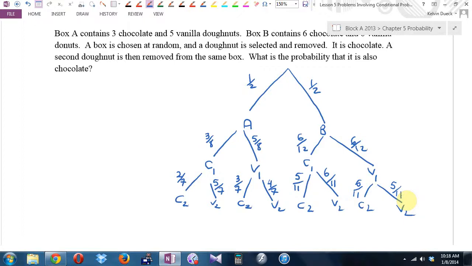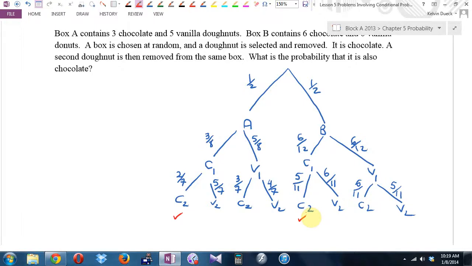Which branch or branches satisfy that? Let's walk down. Does this branch satisfy that statement? Yeah? You know what? Let's put a little check mark underneath there. Does this branch satisfy it? Nope. How about this branch? In fact, I think those are the only two branches that satisfy it is chocolate, a second donut is removed, what's the probability that it's also chocolate? Those are the only two branches.